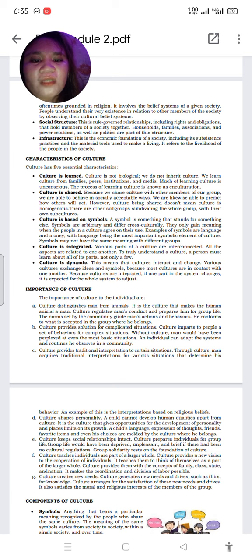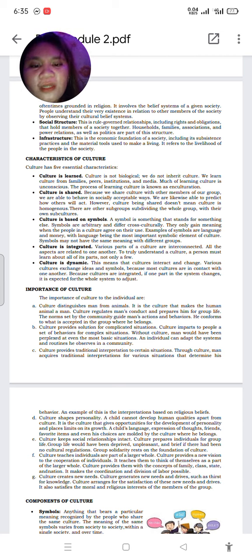So culture is based on symbol, like for example, language, money. Symbols are arbitrary and differ culturally. They only gain meaning in language and money, with language being the most important symbolic element of culture. So symbols may not have the same meaning with different groups.